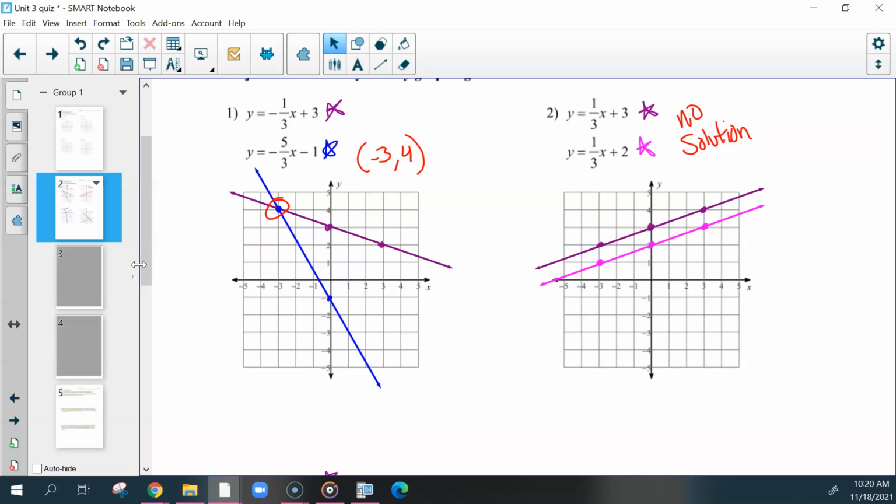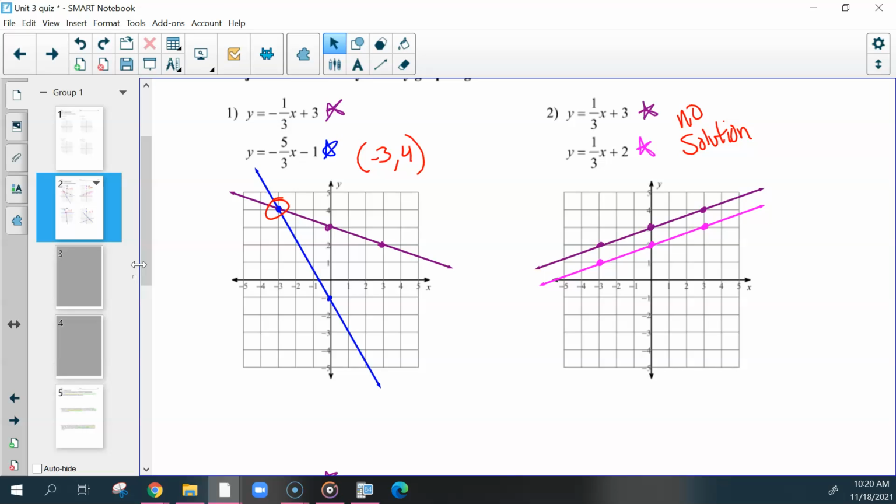Do we have questions on 1 and 2? Can you solve it more? There's nothing to solve here. This is just graphing. So how do you get the slope? The slope is 1/3. So you go up 1 to the right 3. Up 1 to the right 3.